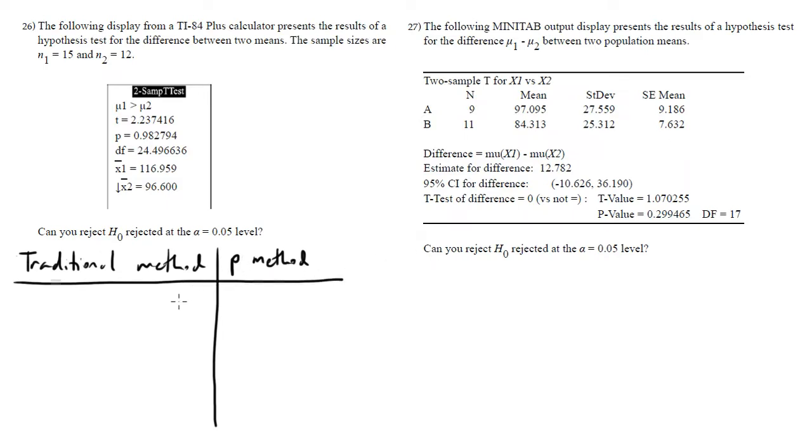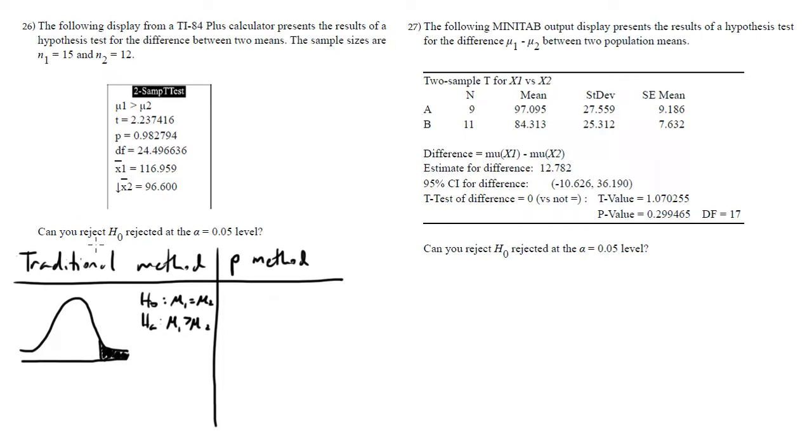I'm doing the same thing again and again. Traditional method. So we're testing the null hypothesis: mu1 equals mu2, the two means are equal. Alternative hypothesis: mean 1 is greater than mean 2. This is a right-tailed test. There's my critical region.